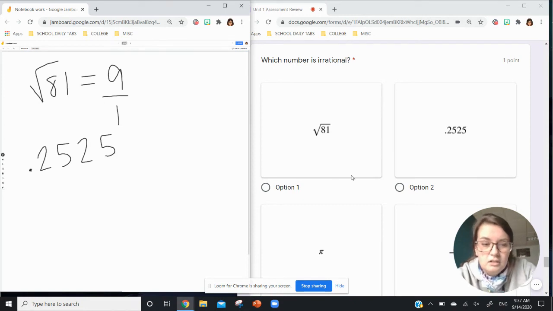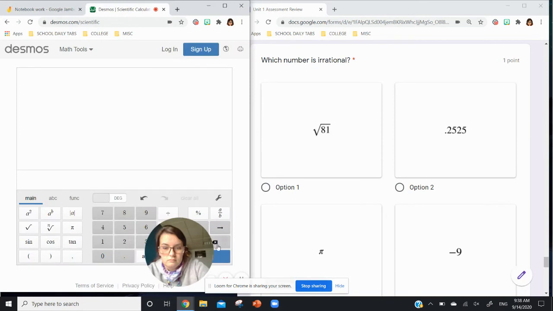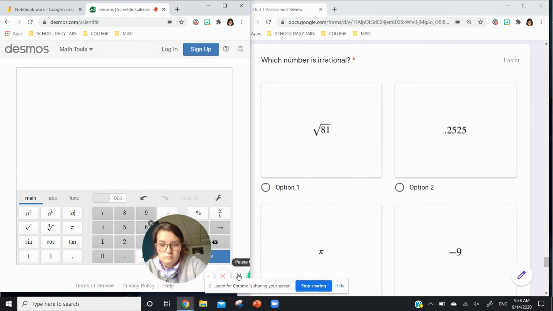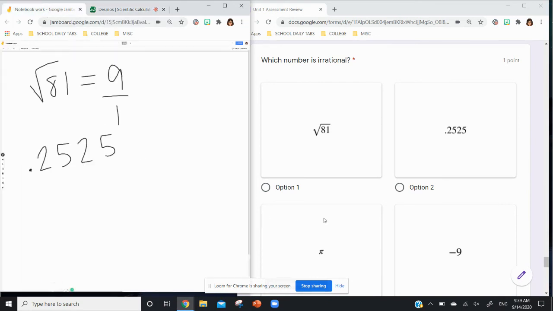0.2525. So that looks like it's either a repeating decimal or a terminating decimal, which you should have learned in the video. Terminating decimals and repeating are both types of rational numbers. But just to see, let's just put this in a fraction. Okay, so I went to the Desmos just to see, so a quicker way to do it, and I'm going to put 0.2525, put it as a fraction. Well, it writes it as a fraction, so that is rational.